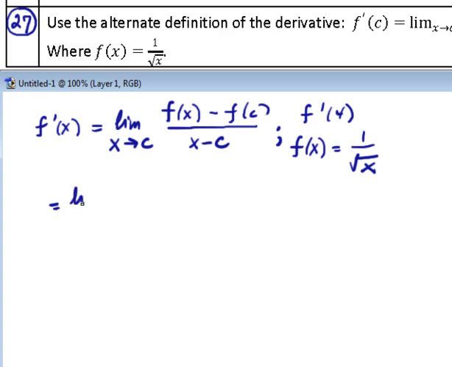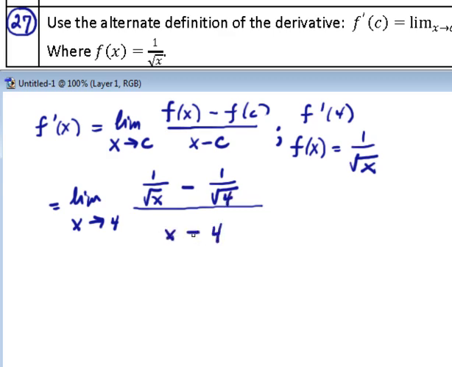So we want the limit as x goes to 4, and f of x is 1 over the square root of x, minus f of 4, that's 1 over the square root of 4, over x minus c, or x minus 4. Now notice this is a 0 over 0 limit. Substitute in x equals 4, and we get 0 on top and 0 on the bottom. All right, so we have to do some manipulating. This 1 over the square root of 4, what's that equal to? That's 1/2.